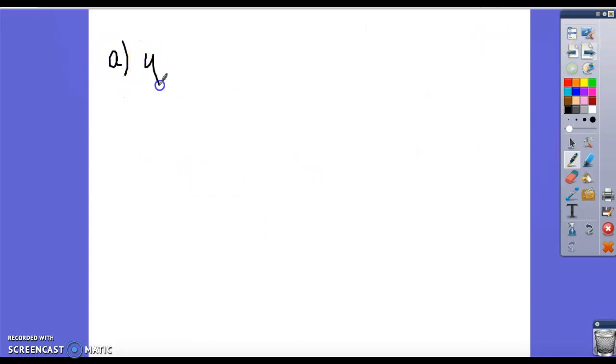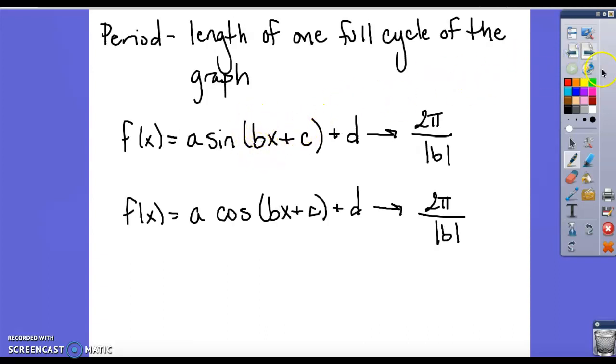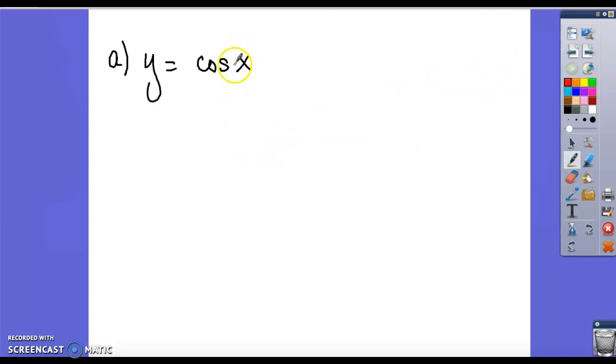Let's start with the function y equals the cosine of x. To figure out the period, we need to look at the number in front of x, because that's b. Since we don't see a number here, it's 1. So the period is 2 pi over the absolute value of 1, which is 2 pi, as we already said for the parent function y equals cosine of x.